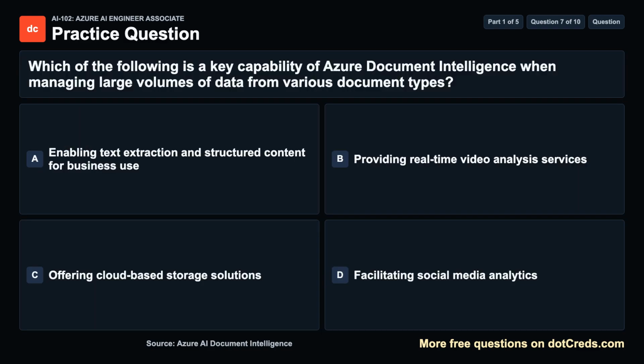Question 7. Which of the following is a key capability of Azure Document Intelligence when managing large volumes of data from various document types? A. Enabling text extraction and structured content for business use. B. Providing real-time video analysis services. C. Offering cloud-based storage solutions. D. Facilitating social media analytics. Take a moment, then we will review the answer.